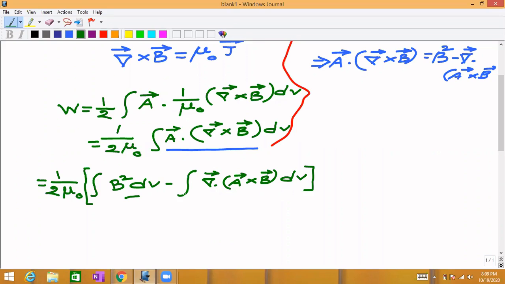This volume integration covers the entire space.